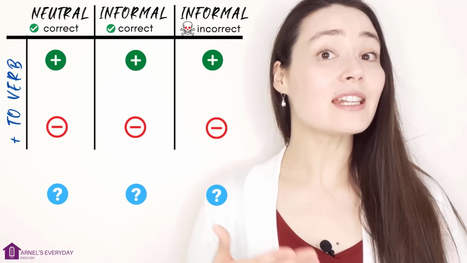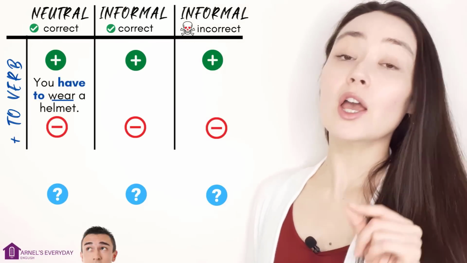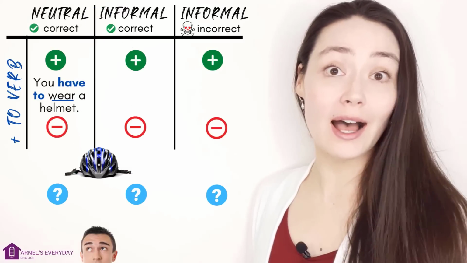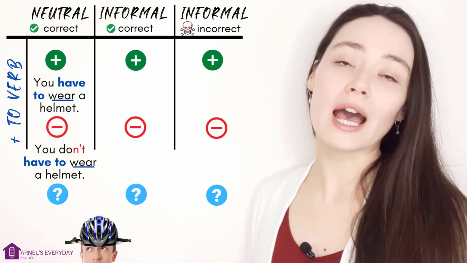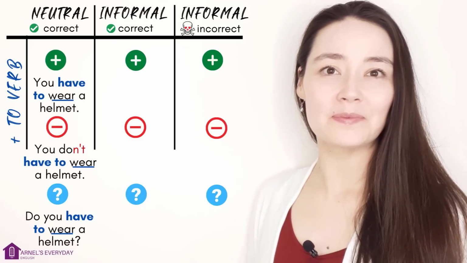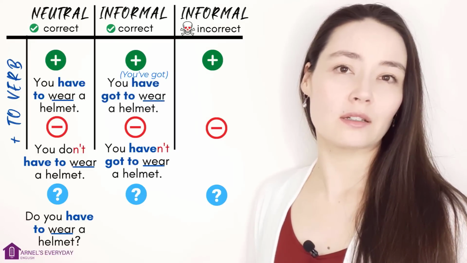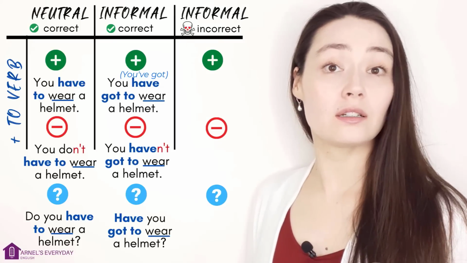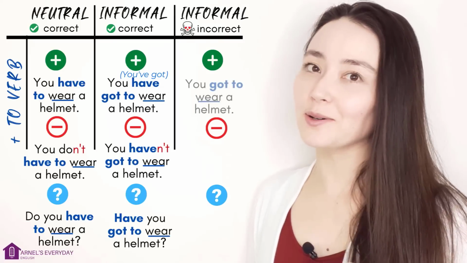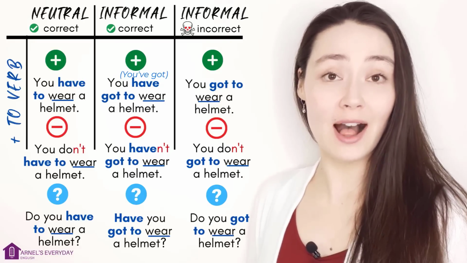Again, same thing in negatives and questions. Positive: you have to wear a helmet. You don't have to wear a helmet. Do you have to wear a helmet? You've got to wear a helmet. You haven't got to wear a helmet. Have you got to wear a helmet? You got to wear a helmet. You don't got to wear a helmet. Do you got to wear a helmet?